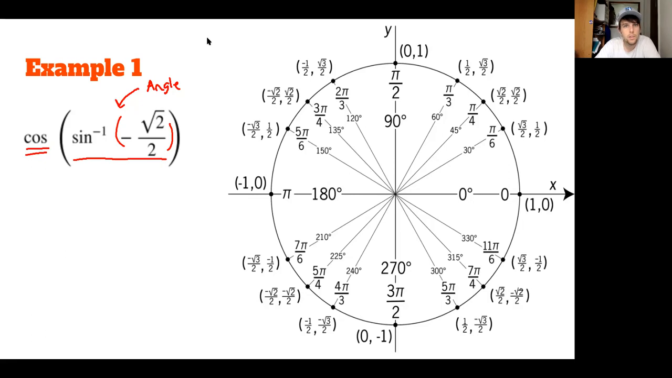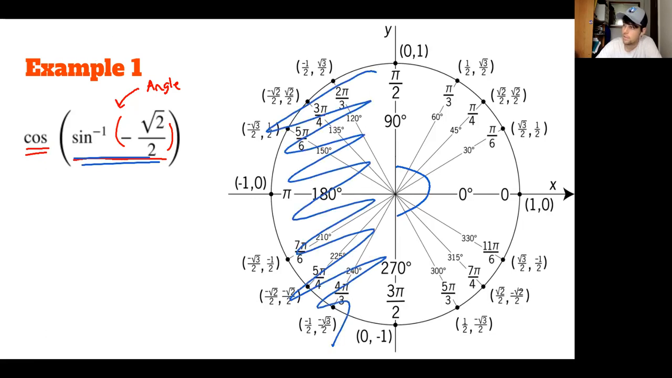Okay, so let's first look at that inside part. We want to know sine inverse of negative root 2 over 2. We are only looking between negative pi over 2 and positive pi over 2, only on this side of my unit circle. I don't care about this side right now; it's not in my range. Since it's negative, we know it's going to be down below the x-axis. And that's right there. So this is not the proper angle because that falls outside of our range between negative pi over 2 and pi over 2. We need to know the negative equivalent.